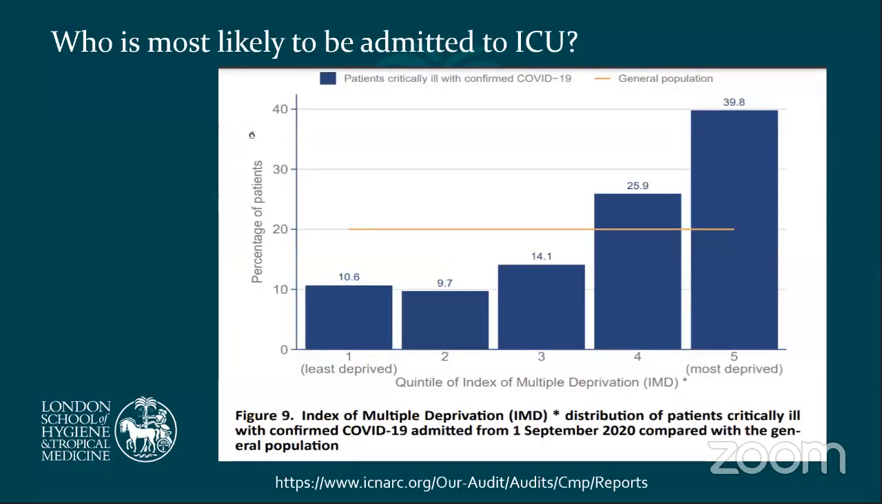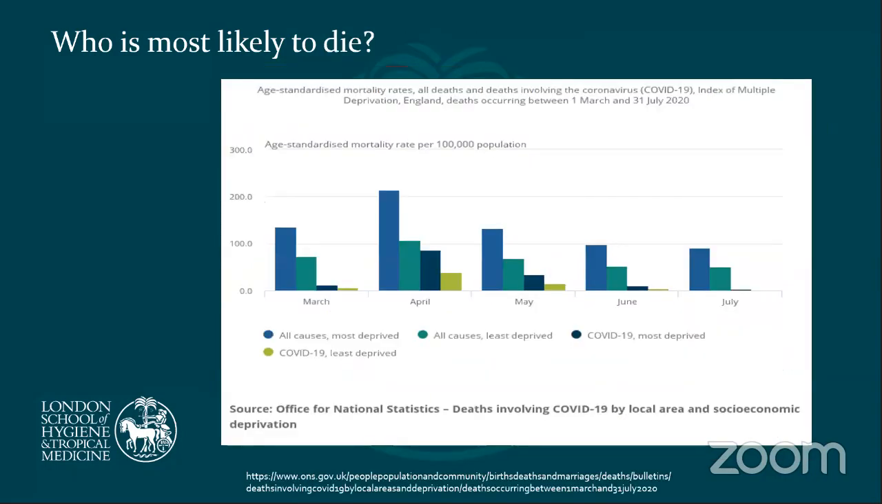So given that people in more deprived areas are more likely to be infected, who is most likely to be admitted to intensive care units? And here we again see a very stark association between where you live and your probability of being admitted to ICU. Many of the factors that lie behind this are the same as the ones we saw on the earlier slide. The next question is who is most likely to die?